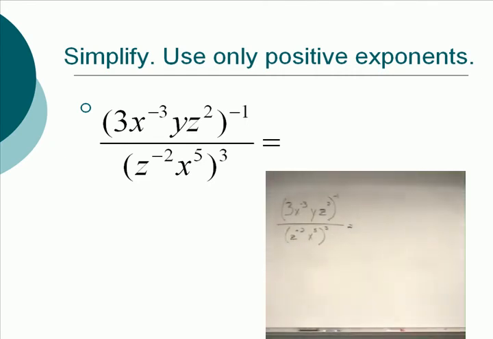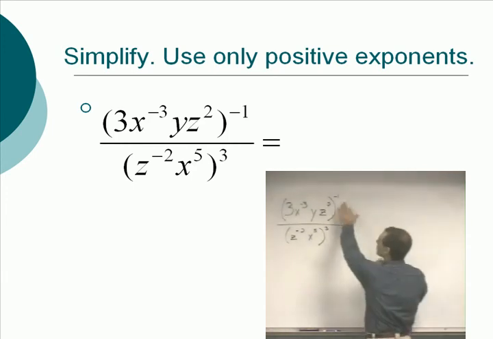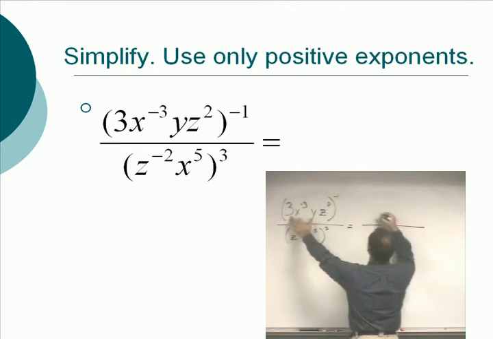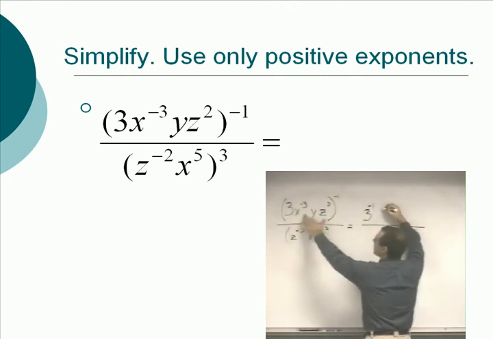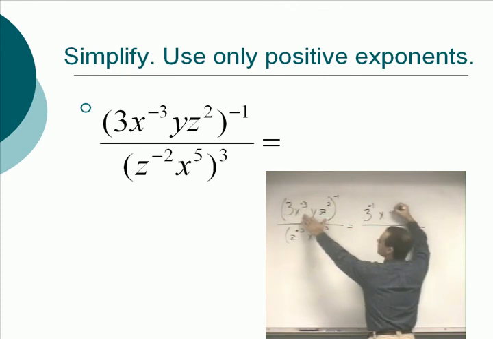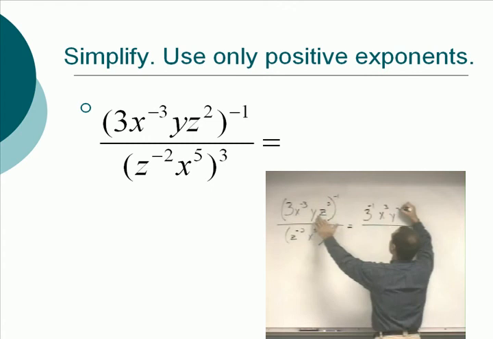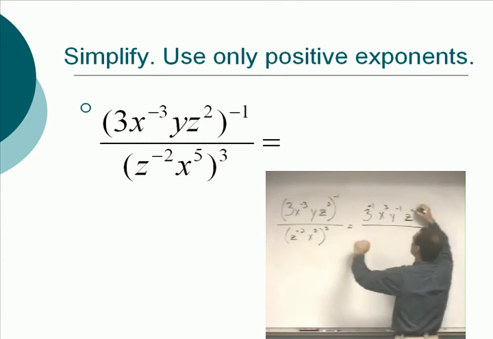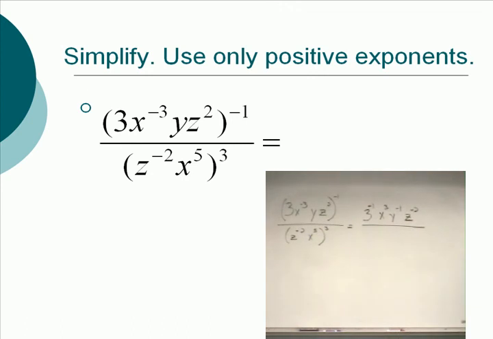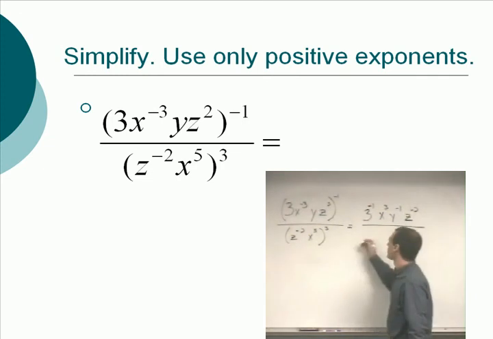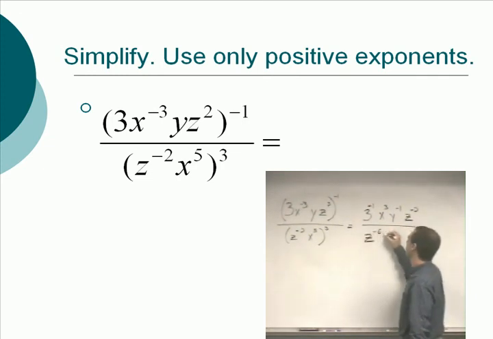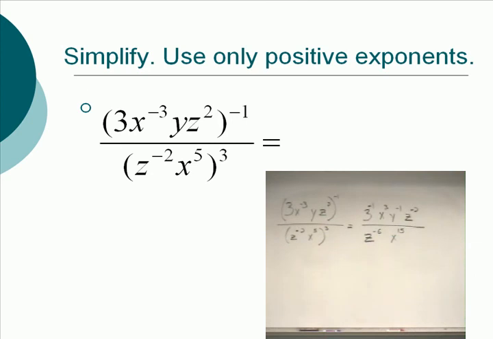Okay, well, the first thing we want to do is clear the parentheses. We're going to distribute those exponents over each factor inside. So this negative 1 will get applied to the 3, and we're left with 3 to the negative 1 power. This becomes x to the third, y to the negative 1, z to the negative 2. All right, we cleared out the top parentheses. Now I'll do the same thing with the denominator. We get z to the negative 6, x to the 15. Okay, now we're going to shuffle around and make everything positive.